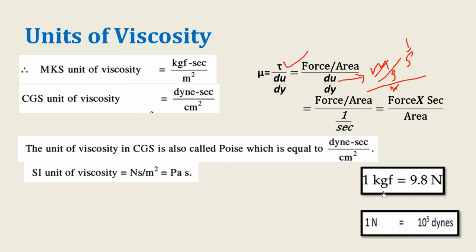So you can see we'll have a conversion here. If you want to convert kg force into Newton, 1 kg force equals 9.8 Newton, and if you want to convert Newton into dyne, 1 Newton equals 10 power 5 dynes. With the help of these conversions, one poise can be written as 1 by 10 Newton second per meter square. So this is how we convert our poise, the CGS unit of viscosity, into the SI units of viscosity.